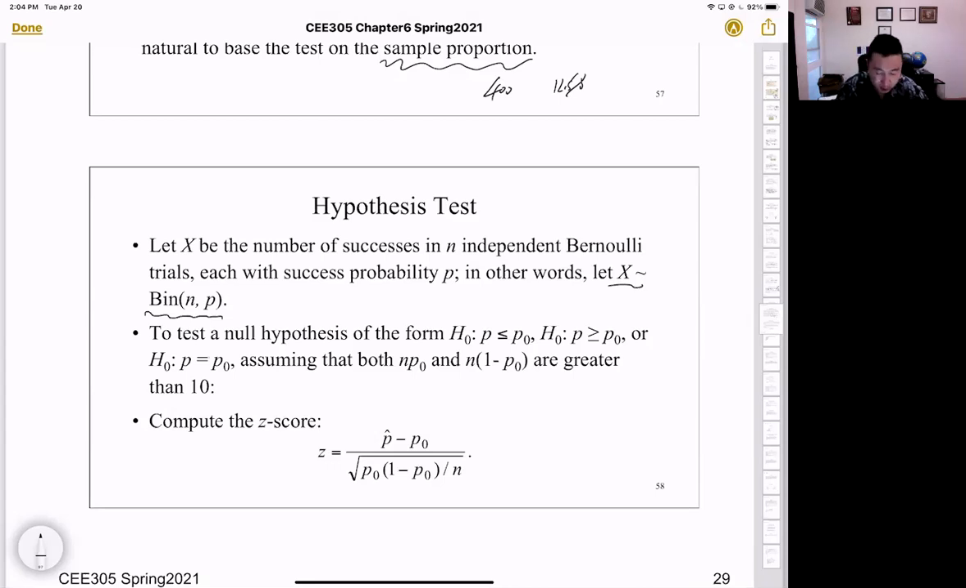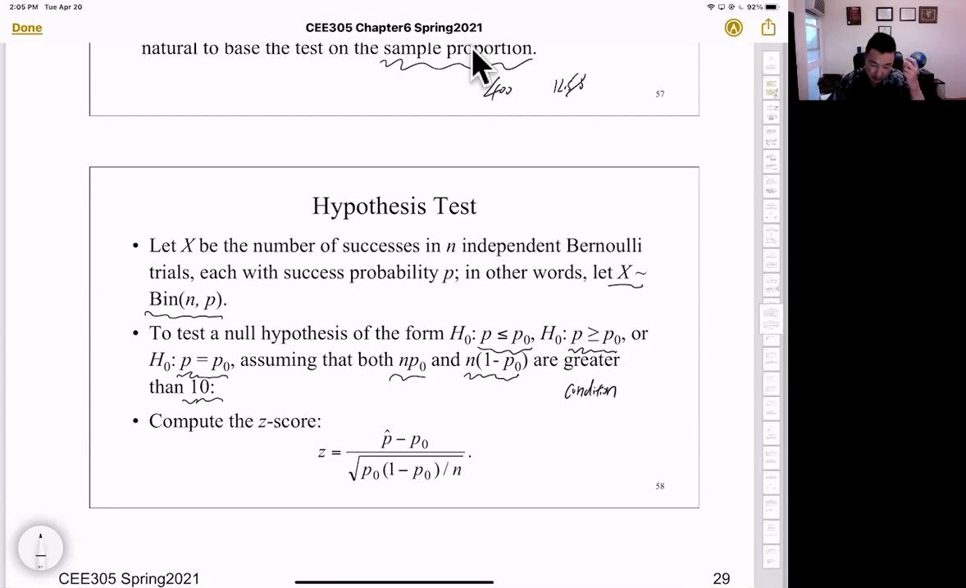The null hypothesis H0 can be set up as P less than or equal to P0. P0 is the value we want to check. In this example, it is 10%. Or H0 can be set up as P greater than or equal to P0, or P equal to a certain value P0. Another condition is np and n times (1 minus p) are greater than 10. This condition is based on the central limit theorem, which we'll talk about in a moment.